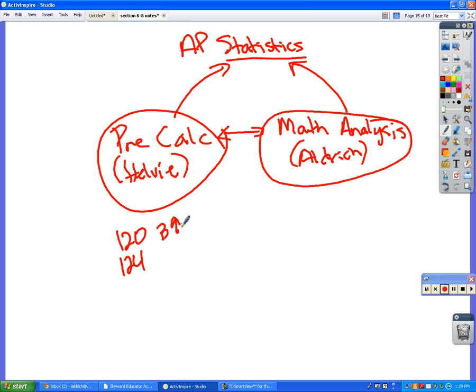You need 4 years of math. You need 3 years to graduate, okay. 4 years to get into a 4-year university. 3 years too. 3 years is good enough.